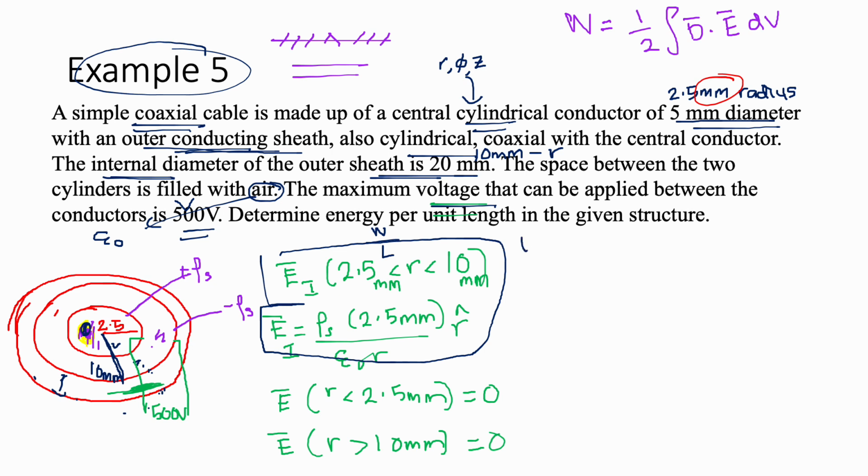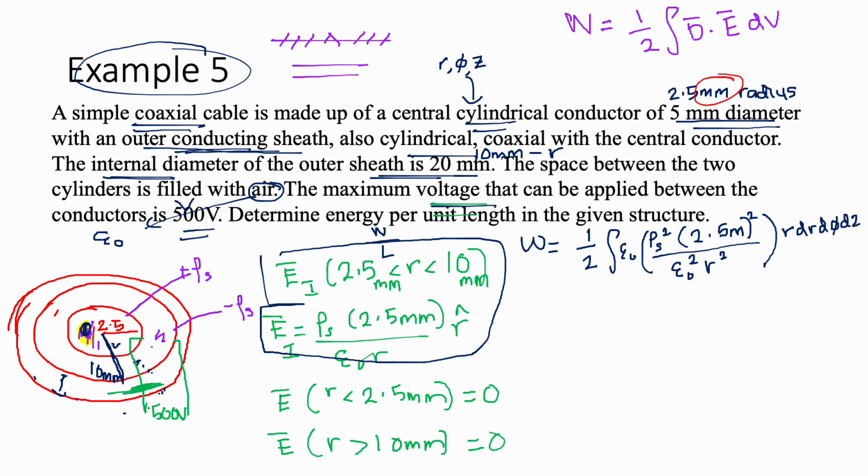So your work will then be half the integration of epsilon naught rho s squared, 2.5 milli squared over epsilon naught squared r squared, then r dr d phi dz. Okay, so we proceed with the calculation.